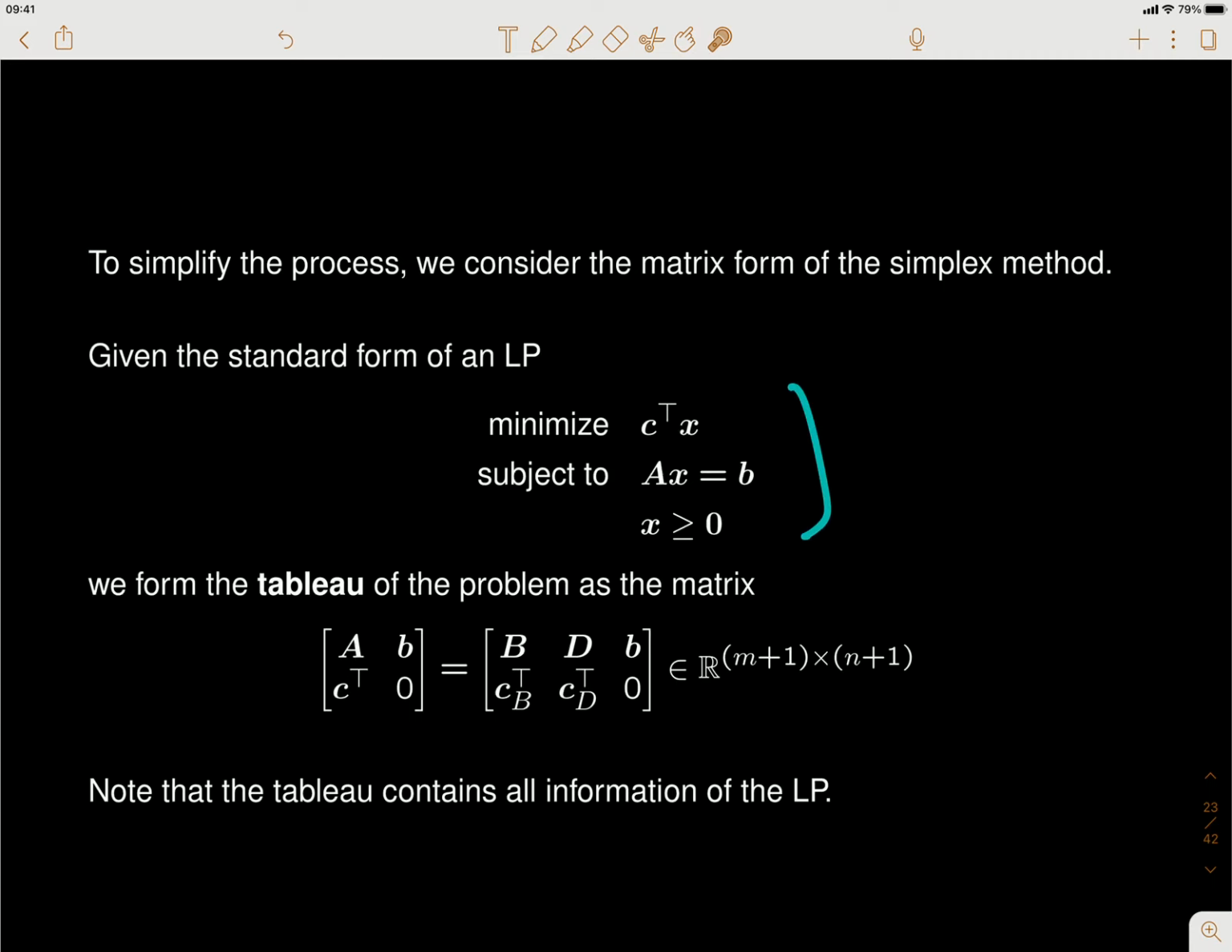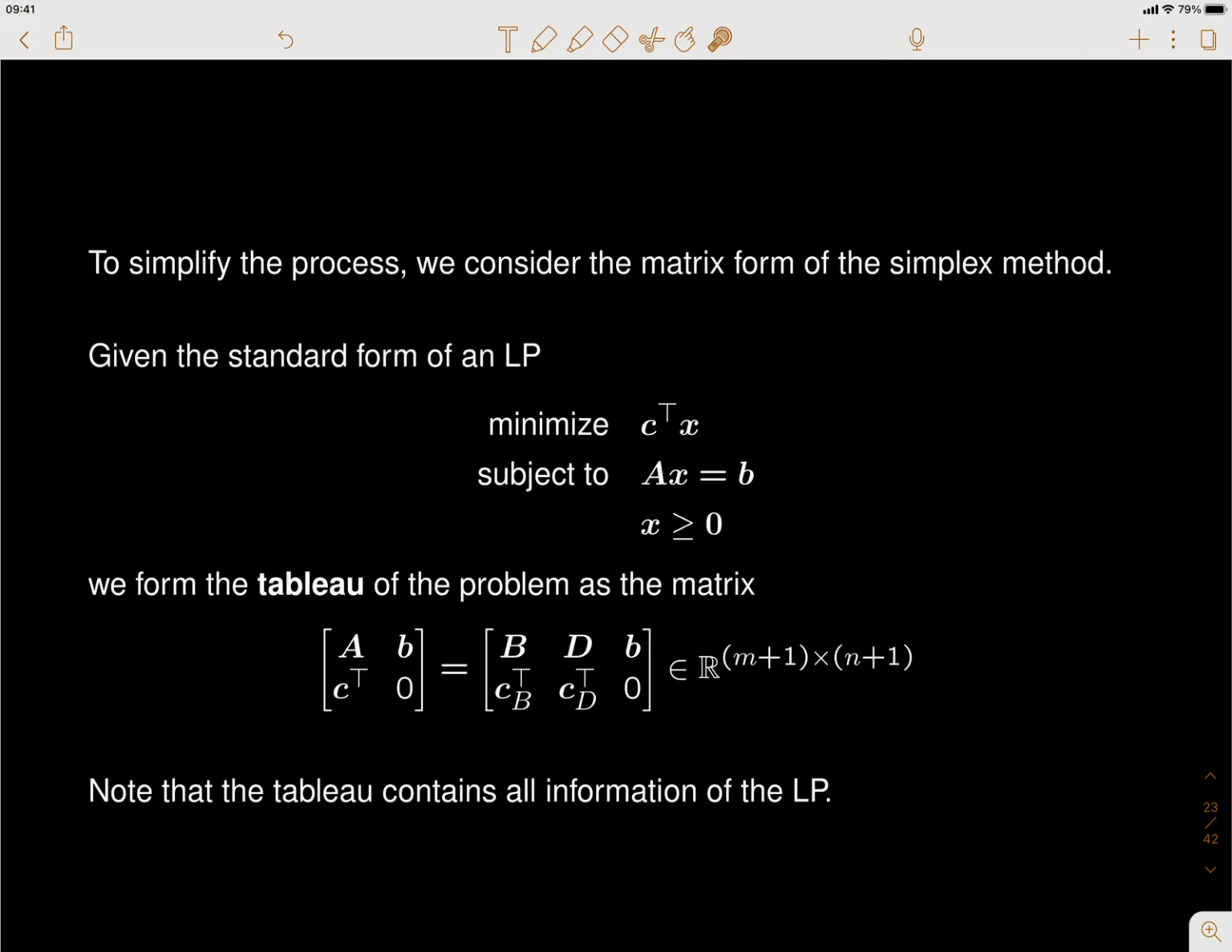is written in this way, right? And now the tableau of this linear program is to extract the parameters of this problem, which are the matrix A, the vector B, and this vector C, and I'm going to put them in this way. So the matrix A is the upper left corner of this tableau.